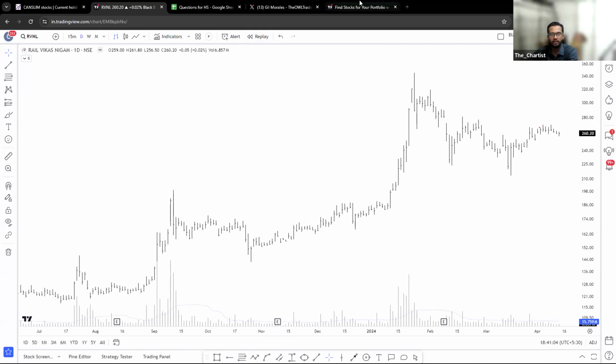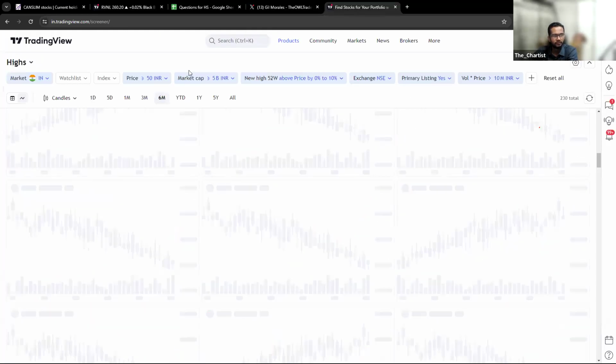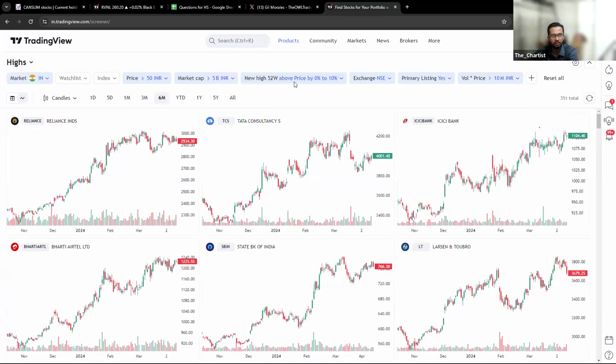How to apply for filter of 10%? This one, sir. Custom new 52-week high above price by 0 to 10%. From the 52-week high, it is 0 to 10% above the current price. That means the current price is within this range. This is how.